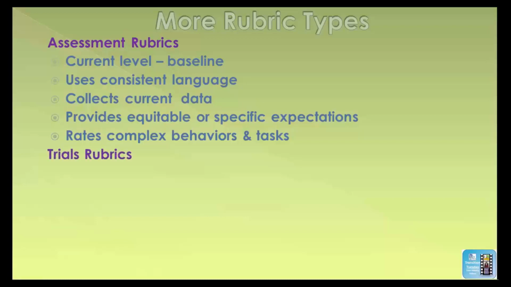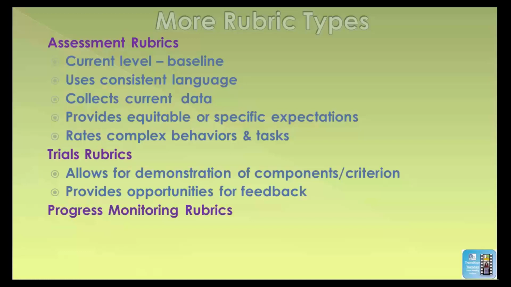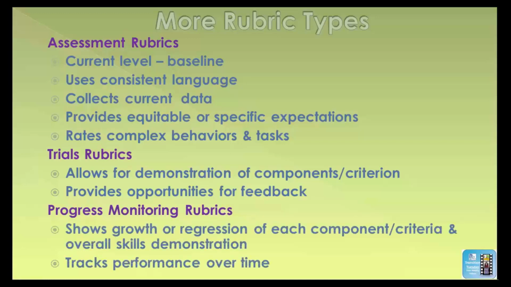Then there are trial rubrics. These rubrics allow for demonstration of components or criterion. They provide the students opportunities for feedback. And progress monitoring rubrics. These rubrics show growth or regression of each component or criteria and overall skills demonstration. They also track the student's performance over time.